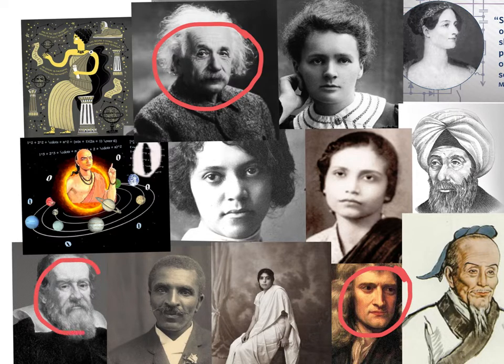Galileo Galilei, Italian astronomer, physicist, and engineer, 1564 to 1642. He died the same time Newton was born. Much of Newton's work was based on Galileo's work.